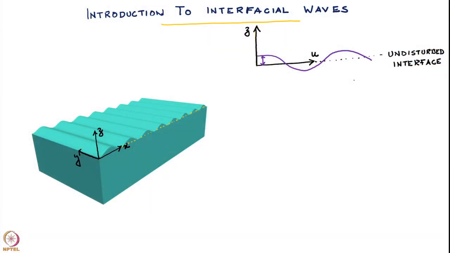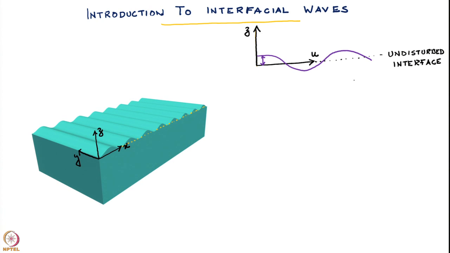So let's start with introduction to interfacial waves. As the name suggests, the first thing that comes to our mind when we talk of waves on an interface is probably the open ocean. So this is a cartoon of an ocean and we have made a very regular kind of a perturbation. So this is actually a Fourier mode, a sine or a cosine wave which has been imposed.